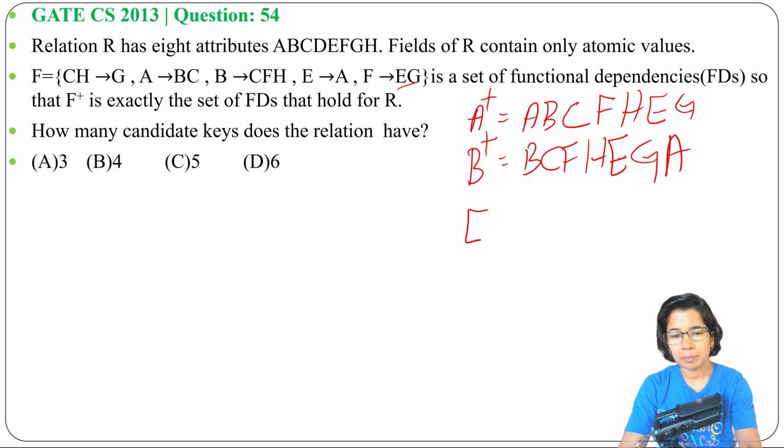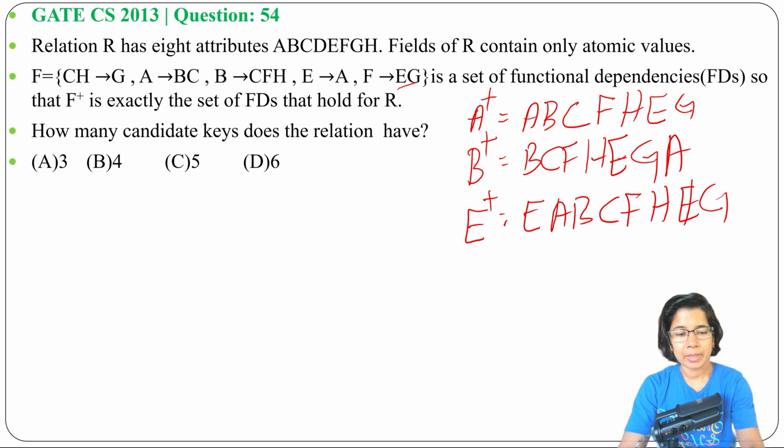Now find E positive closure. E positive closure contains E, A. Then from A, B, C. From B, C, F, H. From F, E, G. E is already there. So A, B, C, E, F, G, H.